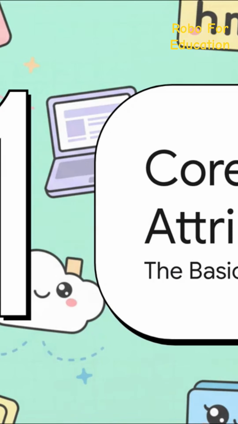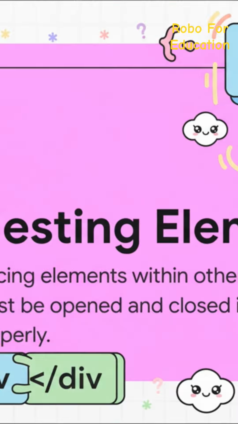So if HTML is the skeleton, what are the bones? Well, that would be tags and attributes. These are the absolute fundamental pieces you'll be using over and over again to build out any web page. Now, one of the first concepts you've got to get right is nesting. It's just a fancy word for putting elements inside other elements.